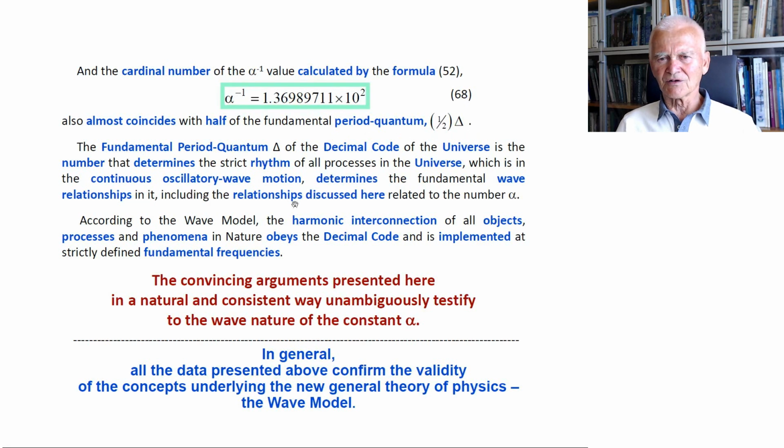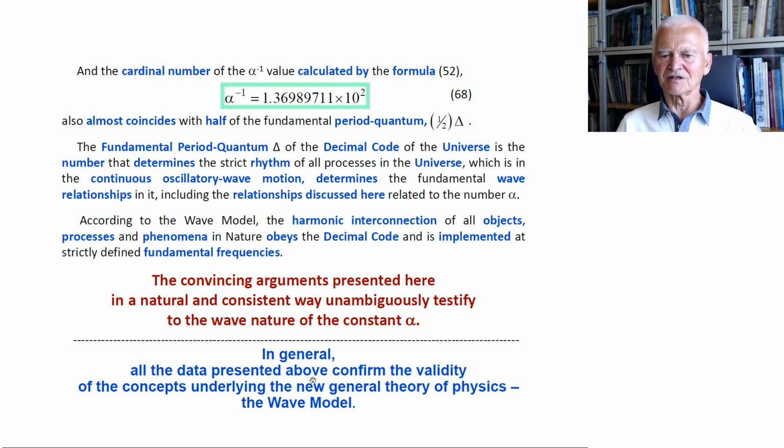The fundamental period quantum delta of the decimal code of the universe is a number that determines the strict rhythm of all processes in the universe, which is in continuous oscillatory wave motion, and determines the fundamental wave relations in it, including the relationship discussed here related to the number alpha. According to the wave model, the harmonic interconnection of all objects, processes, and phenomena in nature obeys the decimal code and is implemented at the strictly defined fundamental frequency. The convincing argument presented here in a natural and consistent way unambiguously testifies to the wave nature of the constant alpha.